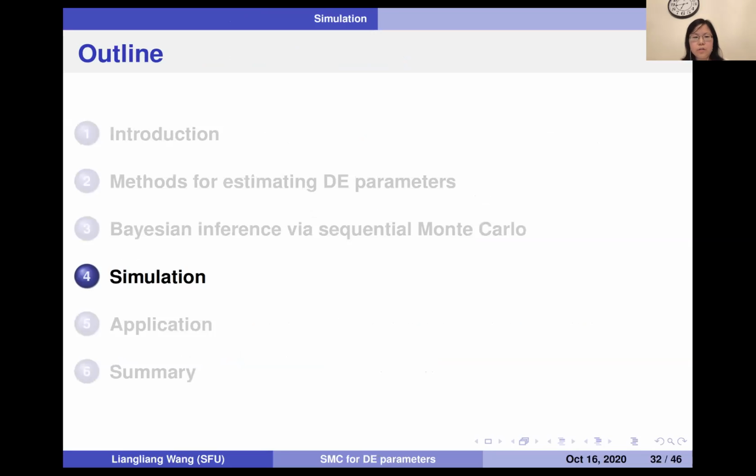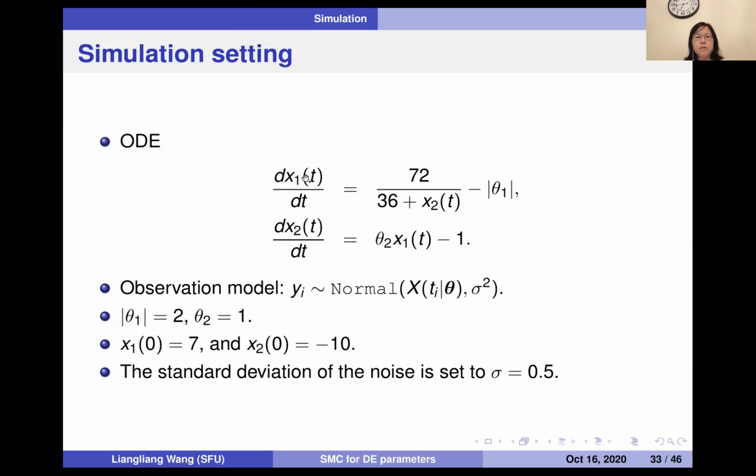Now I would like to show you some simulation results. This is an ODE with two differential equations. For the first one, we have a parameter theta 1, and we purposely use the absolute value of theta 1 to create two modes, so that we can evaluate the performance of our method and compare to some alternative methods.